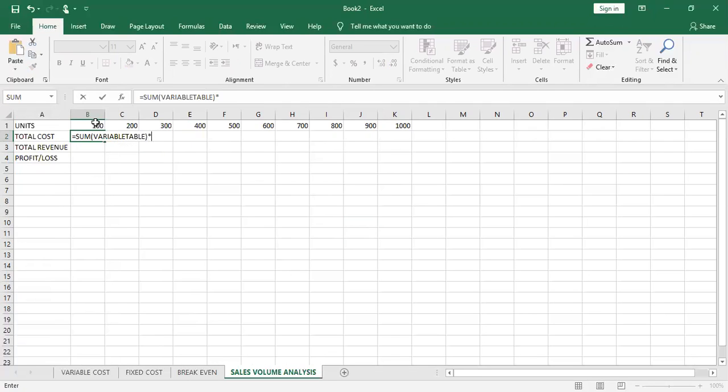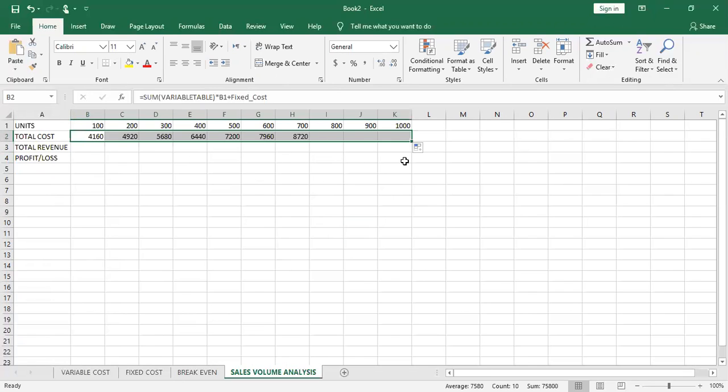This will be multiplied by this unit before we add the fixed cost to it. So fixed cost is also here. We have the sum of variable cost giving us the variable cost per unit, multiplied by this unit, which will then give us the total variable cost plus the fixed cost to give us the total cost. All right, so we have this total cost here. Then I will have to drag it to the 1,000, and I get my total cost at each unit level.